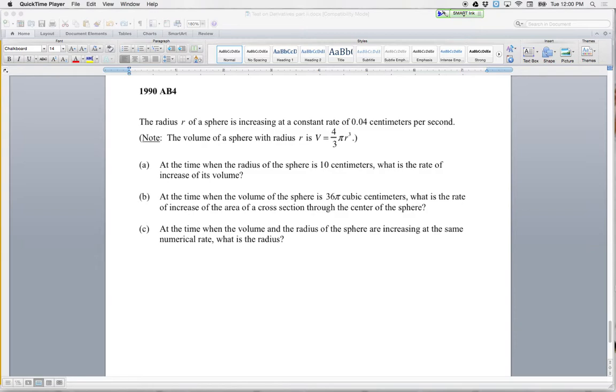Now they don't give you area formulas, they give you volume formulas, because you aren't going to need an area formula here. Does everybody realize that? Okay, we'll get to that. Part A was probably the easiest part for you guys. You probably just knocked that out of the park.